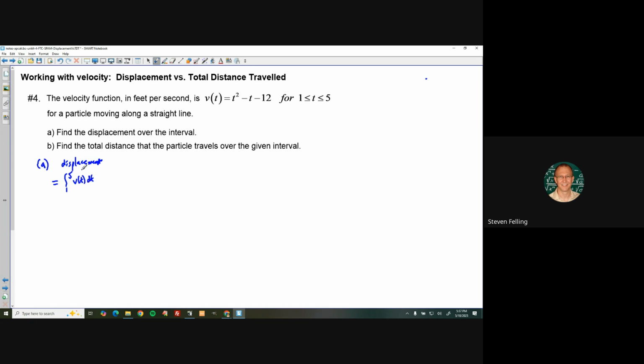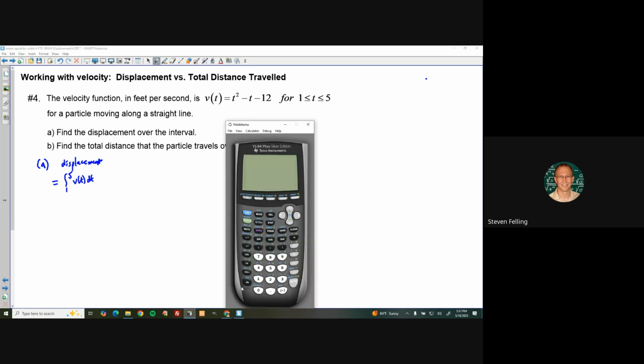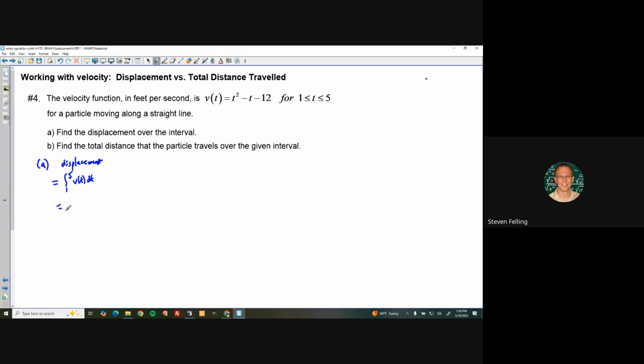Okay, so if I were to do this in a calculator, I could put that function in here, variable squared minus variable minus 12. And then I could just use math 9 to integrate that from 1 to 5, integrating the y variable y1 with the variable p, and that gives me negative 18.667.